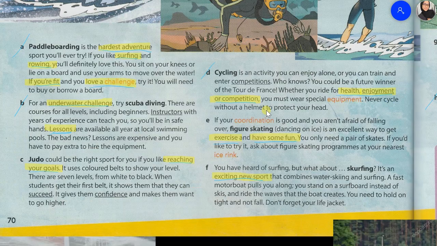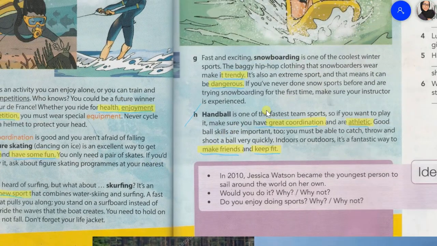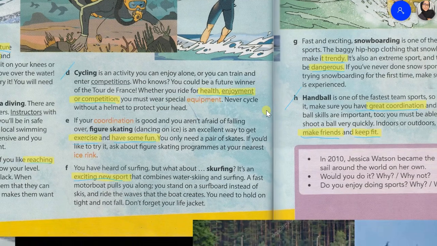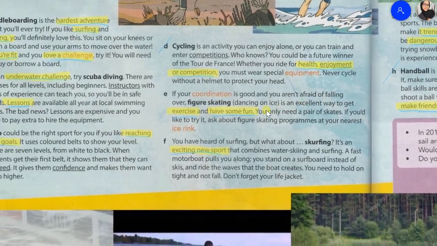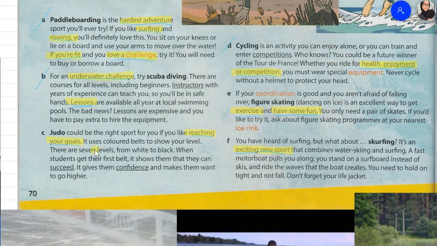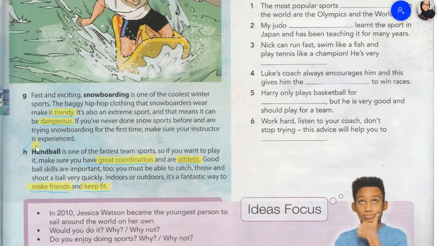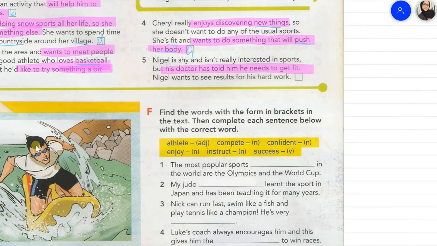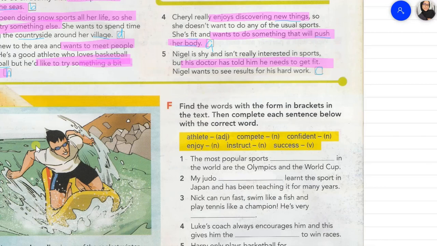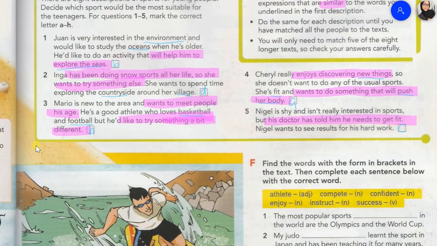So Nigel wants to see results for his hard work, meaning that he is goal oriented, right? So which sport involves goals? It's judo, right? Like reaching your goal. So result equals goal. Wanting to see results equals wanting to reach your goal. So yeah, I think judo is the best sport for Nigel. So it is C. So there you go. There is our answer.